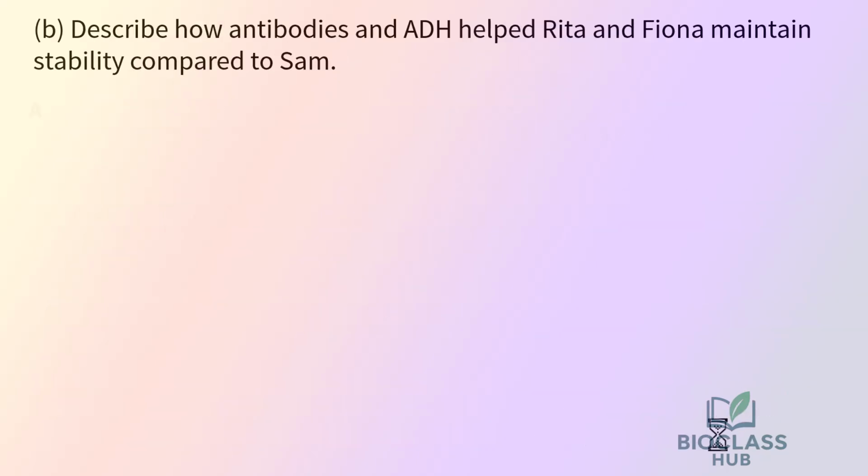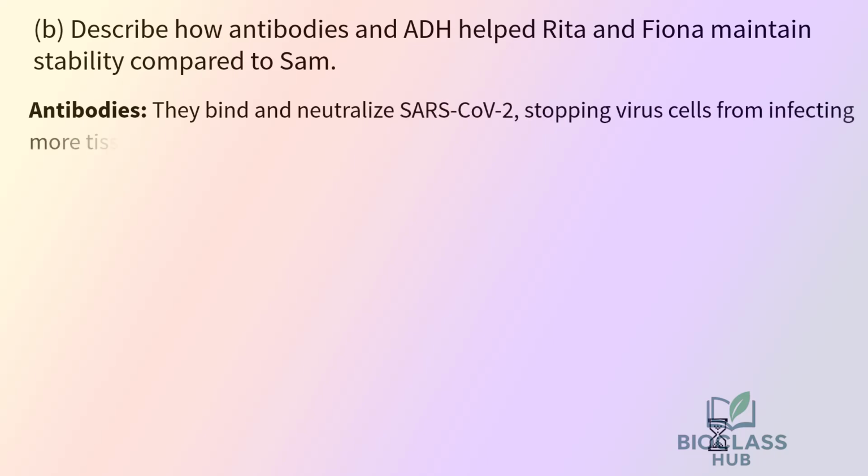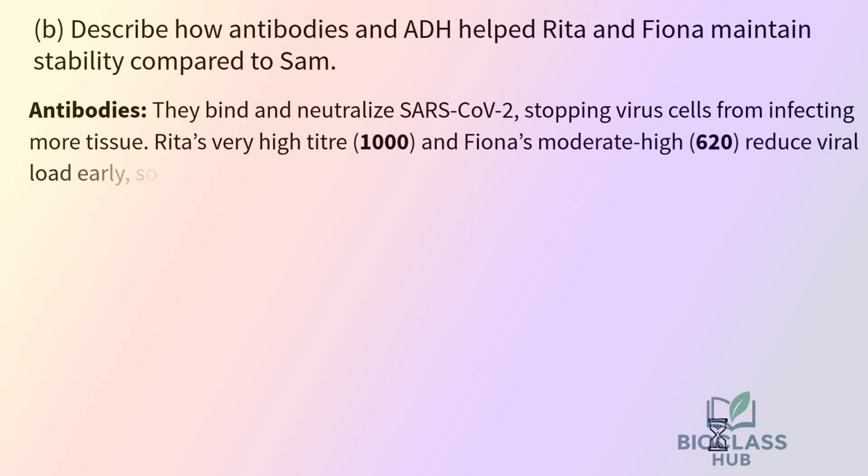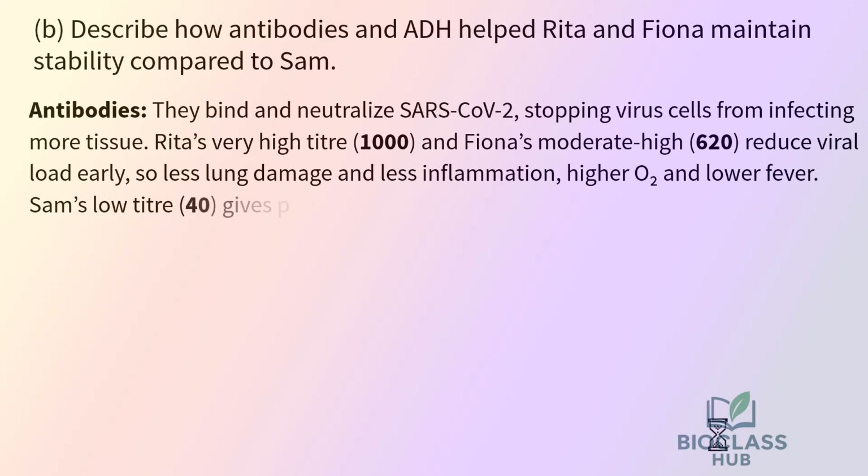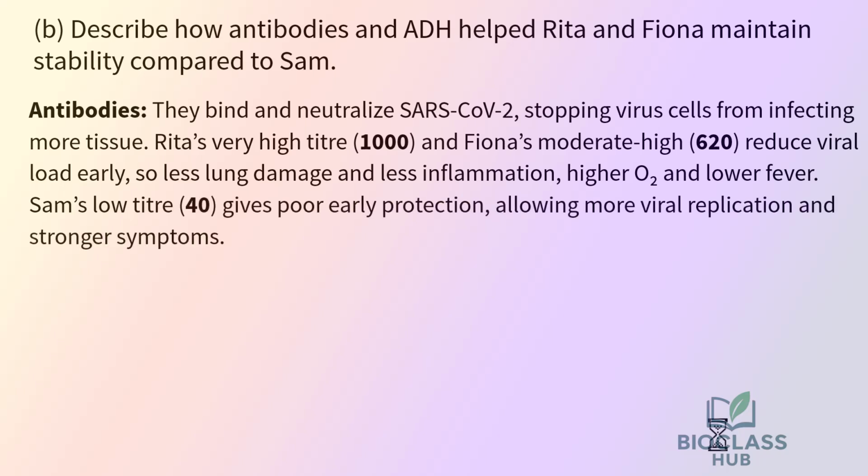Antibodies. They bind and neutralize SARS-CoV-2, stopping viruses from infecting more tissue. Rita's very high titer, 1,000, and Fiona's moderately high titer, 620, reduce viral load early, so there is less lung damage and less inflammation, higher oxygen, and lower fever. Sam's low titer, 40, gives poor early protection, allowing more viral replication and stronger symptoms.